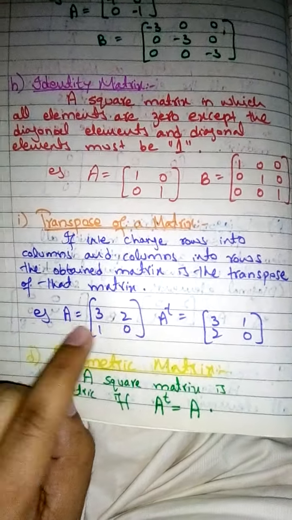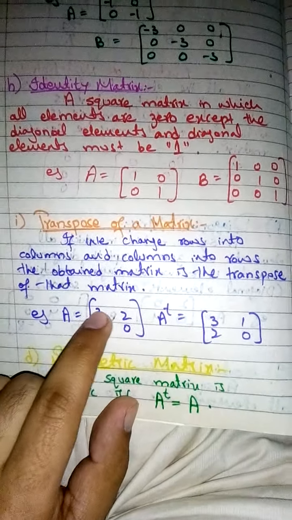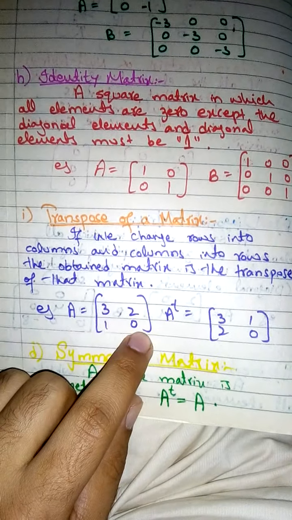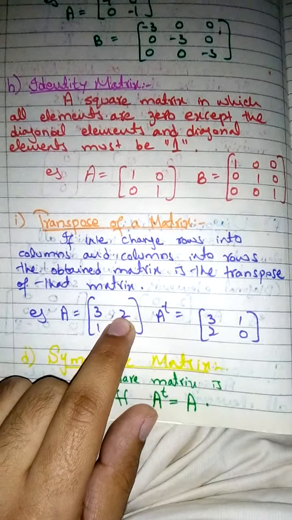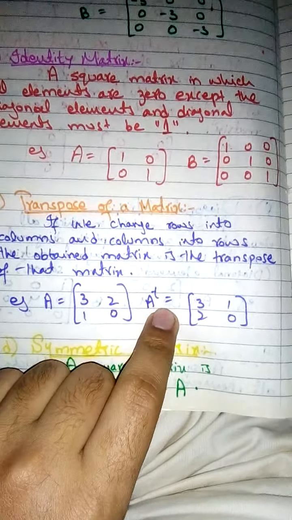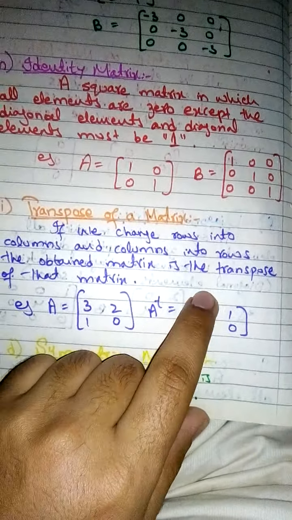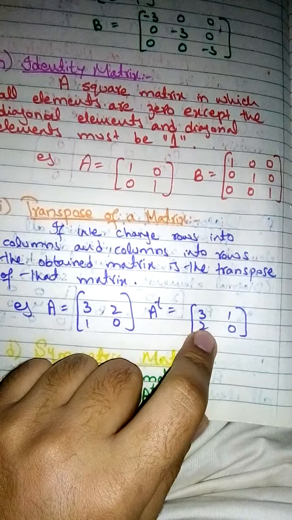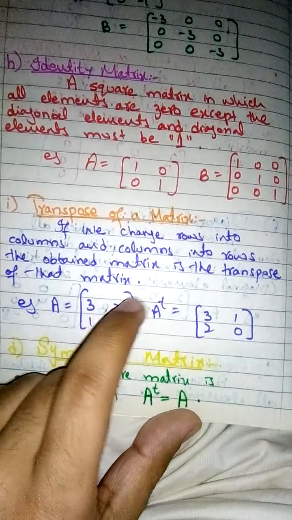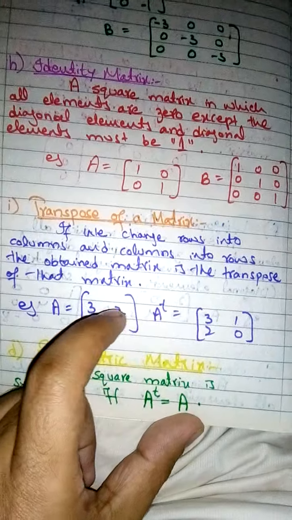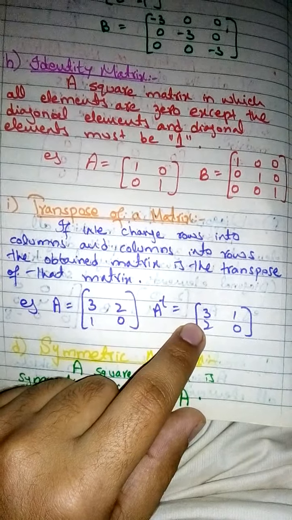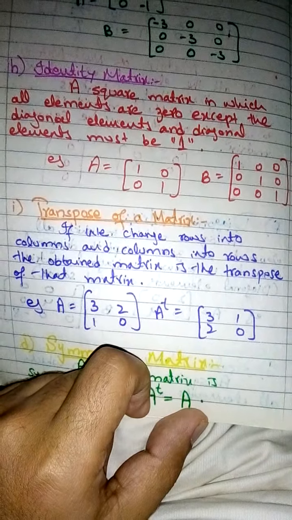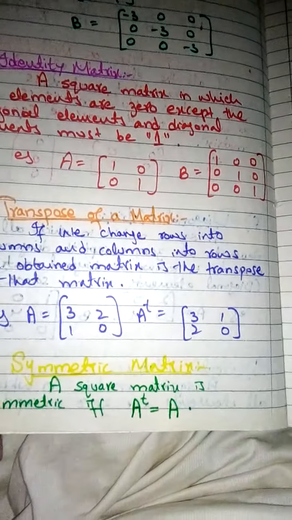If you see in the example, this is a matrix A and the entries are 3, 2, 1, 0. This 3, 2 is the first row in the first matrix, but in the next matrix it is interchanged into a column, and the second row is interchanged into the second column. So the transpose of any matrix can be obtained by interchanging its rows and columns.